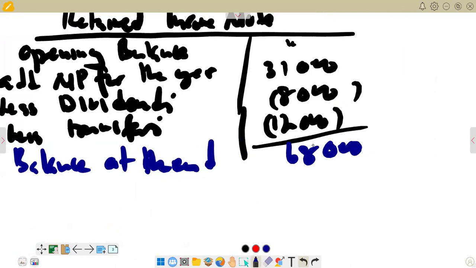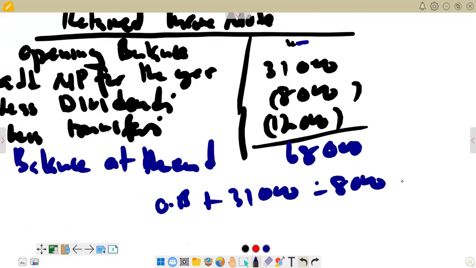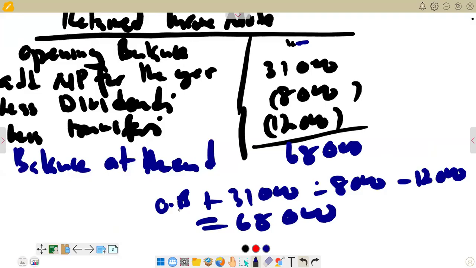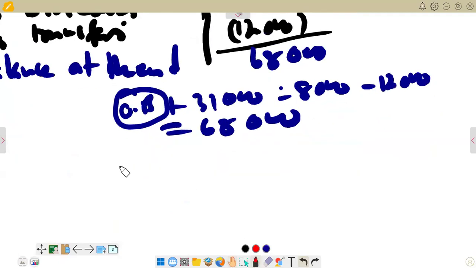So this is the representation that we have in the trade income note. So the figure that we want is this one. So we can just make this one chart with the formula whereby we are saying our opening balance plus 31,000, we subtract 8,000, then we subtract 12,000. Then we get your 68,000. So if you make opening balance the subject of the formula here, what are you going to say? You are now saying opening balance is equal to 68,000.